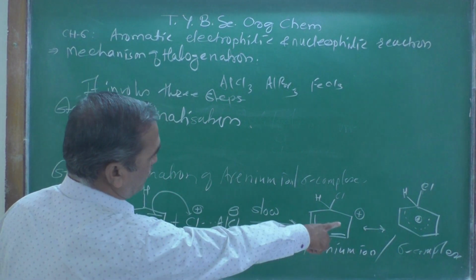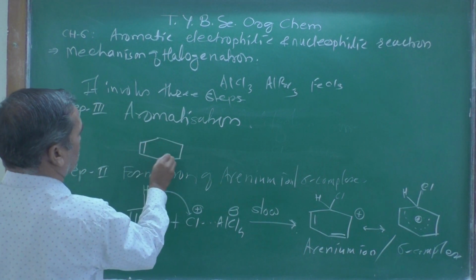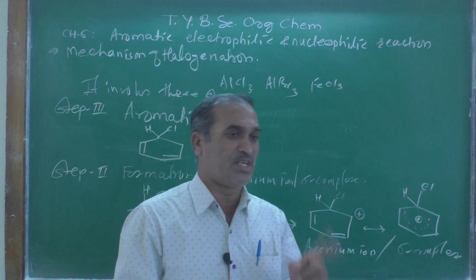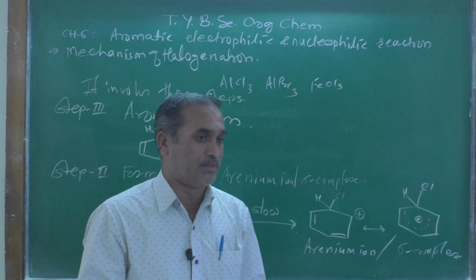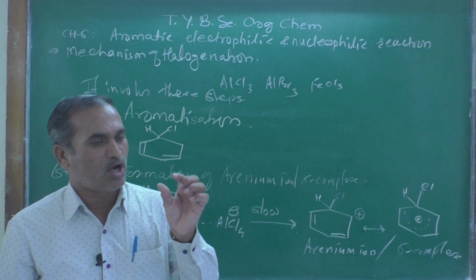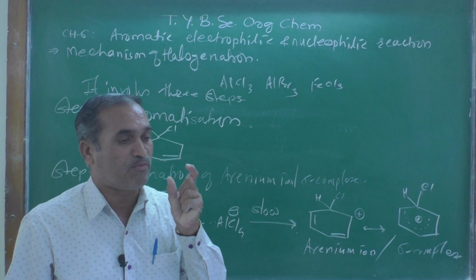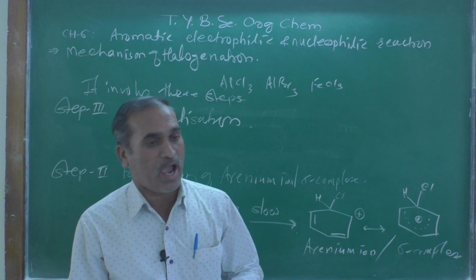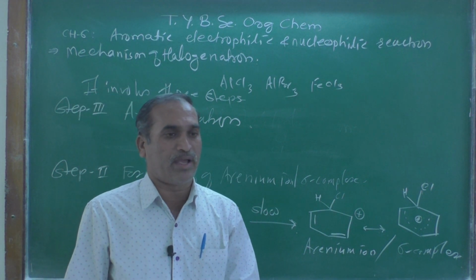And now what is happening here? You can take this arenium ion as it is over here. So let us see this one. This is the arenium ion, here is a hydrogen atom, here is a chlorine atom, and what is happening in this case? The basic ion formed during the first step, the generation of the electrophile during the polarization, that is AlCl4 minus, the anion formed over there, is basic in nature. It will abstract the proton from the intermediate, from the arenium ion.